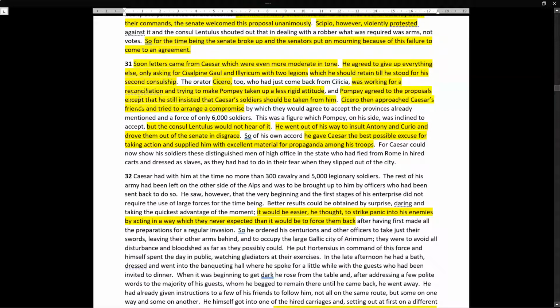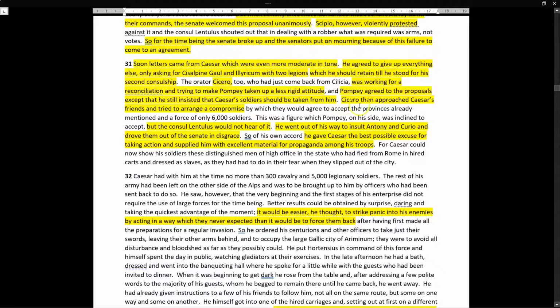Cicero was working for a reconciliation and was trying to make Pompey take up a less rigid attitude. So Cicero, although according to other sources he's kind of steering the situation, is also, according to Plutarch, trying to calm the situation down. Pompey agreed to the proposals, except he still insisted that Caesar's soldiers should be taken from him. So that's not really agreeing, is it, Pompey?